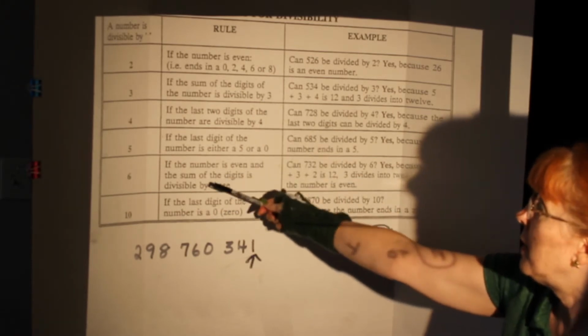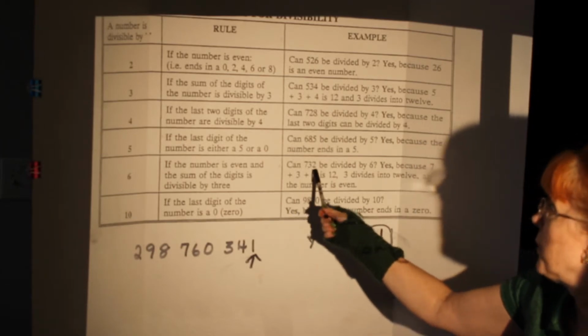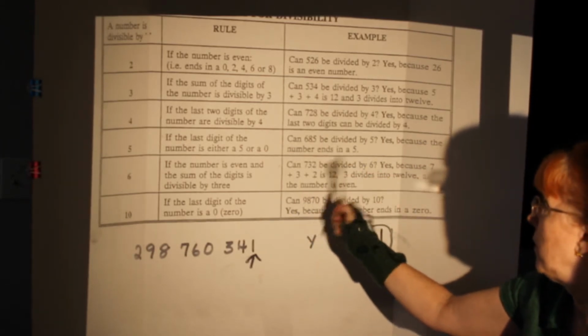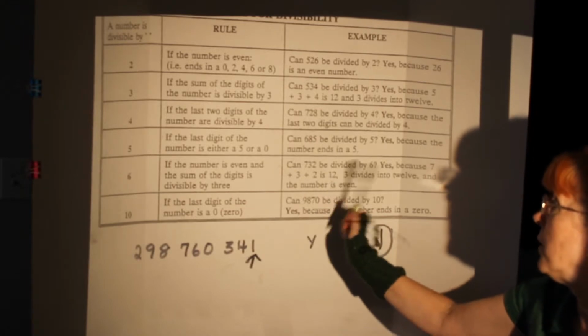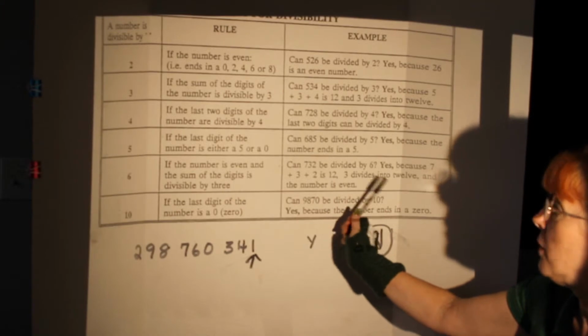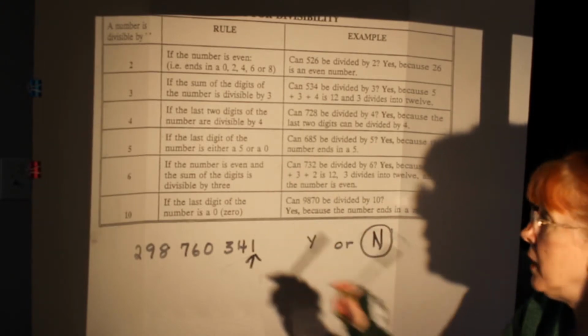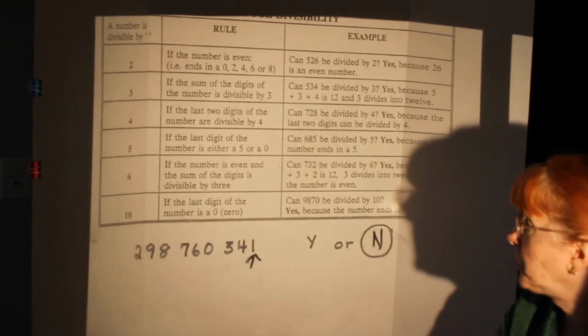6. All right, if the number's even, 732, is it even? Yes, it is. Can you add up the digits and are they divisible by 3? So 7 plus 3 is 10, plus 2 again is 12. 3 will go into 12 evenly. Therefore, 6 will divide evenly into 732.